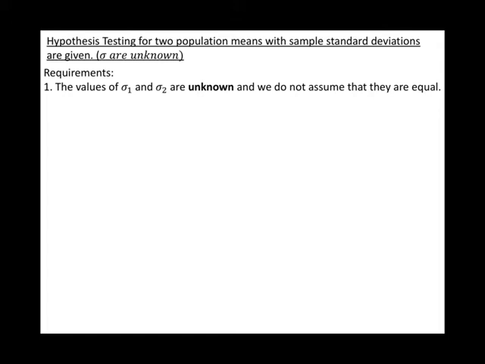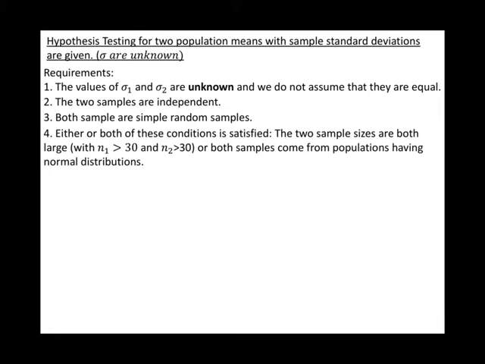So we don't know the population standard deviation. So requirement: the values of population standard deviation 1 and 2 are unknown, and we do not assume that they are equal. And two samples are independent, meaning population 1 is not related to population 2. Both samples are simple random samples, and either or both of these conditions is satisfied. The two sample sizes are both large, with N1 strictly greater than 30 and N2 strictly greater than 30, or both samples come from populations that have normal distribution.